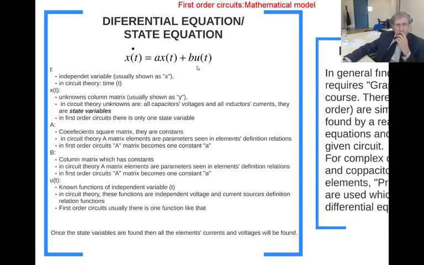And it says it could be a DC or AC source, no limit on that. And u(t), that is it. First one, usually there is one function like that. Okay.